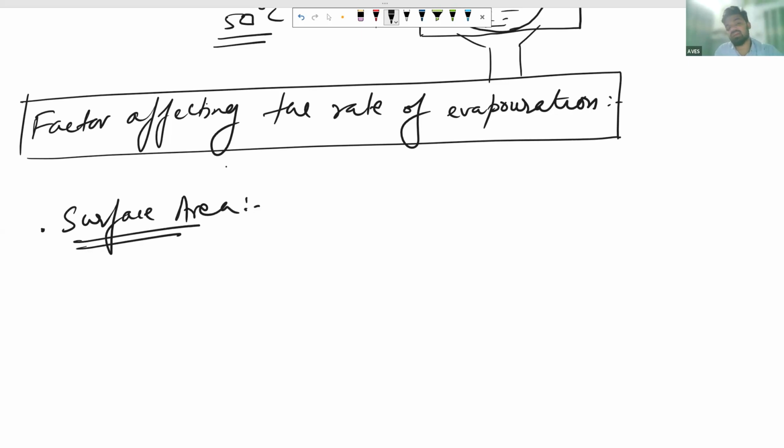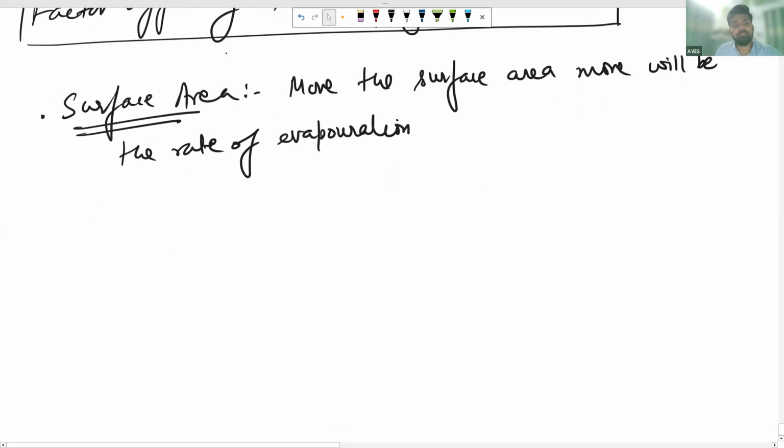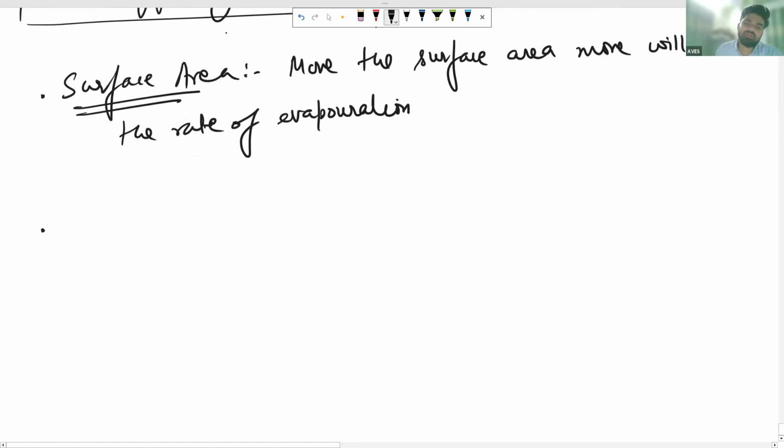So we can say here that the more the surface area, the more will be the rate of evaporation.